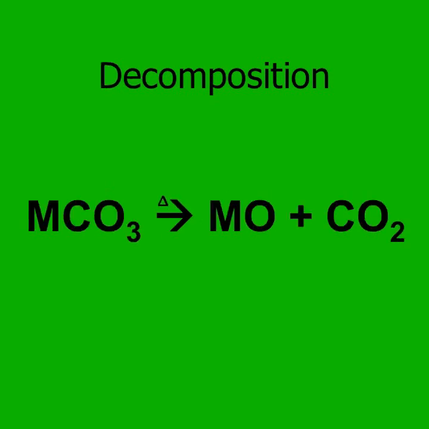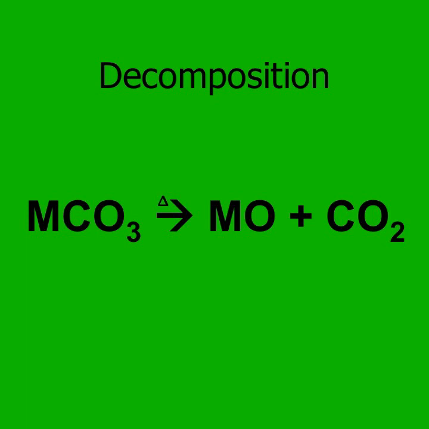The next type of class of reaction is decomposition, but among decomposition there are 6 subtypes. I'll go over each of them. The generic form that I've given you on this particular slide says MCO3. Well, MCO3 stands for metallic carbonate when heated. When a metallic carbonate is heated, it will form a metallic oxide and carbon dioxide.